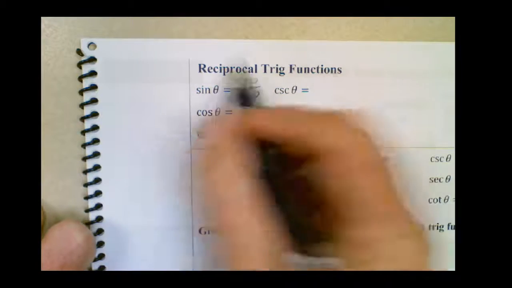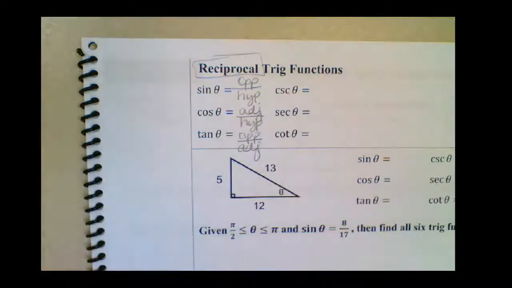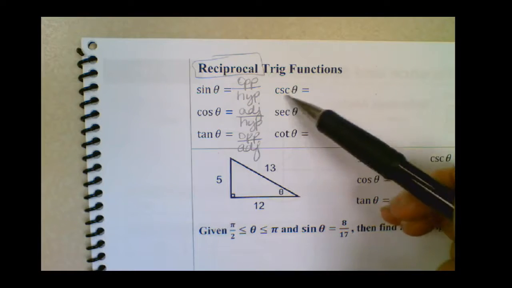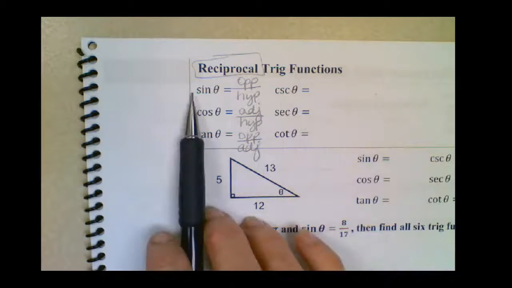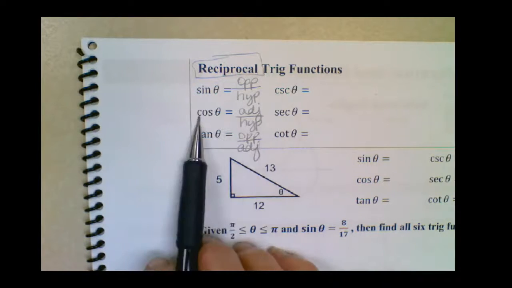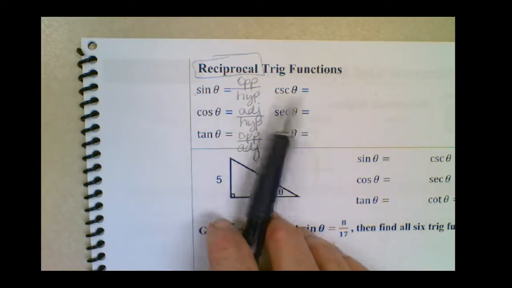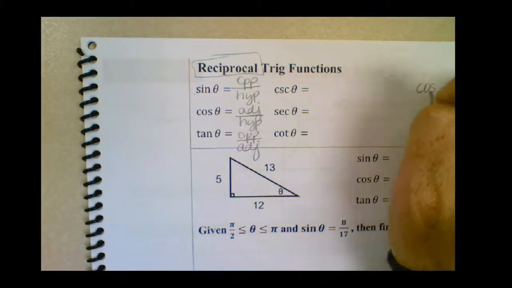When you're finding the reciprocal trig functions, it is exactly that. It's the reciprocal of each of these. In remembering them, I always remember that the s and the c's go together. So the reciprocal trig function of a sine is a cosecant. So this is cosecant.